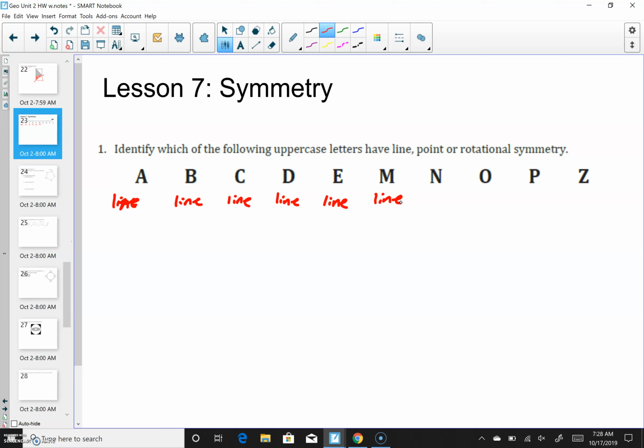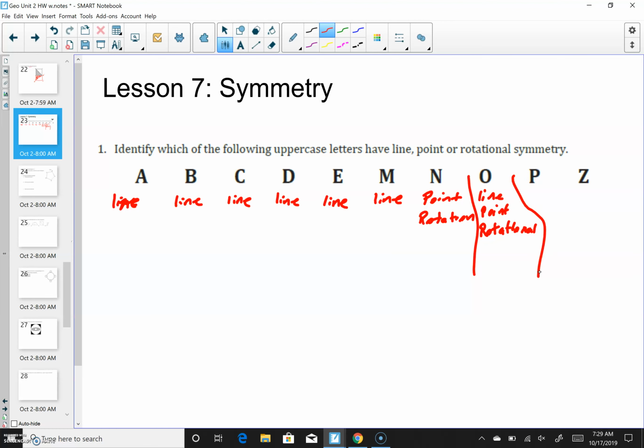N, I do not see any line symmetry in N. However, if you look at the letter N upside down, it does have point symmetry, which means it has rotational symmetry. The letter O has line symmetry. It looks the same upside down, so it's got point. And since it has point, it has rotational symmetry.